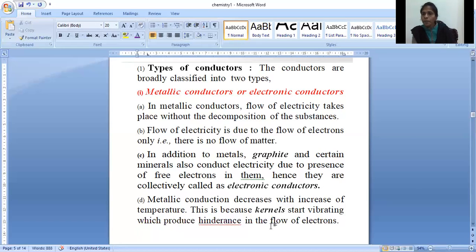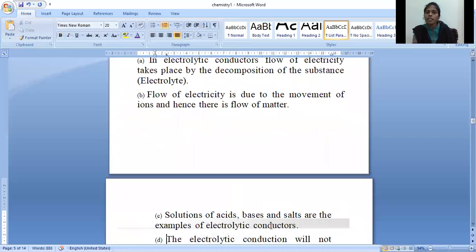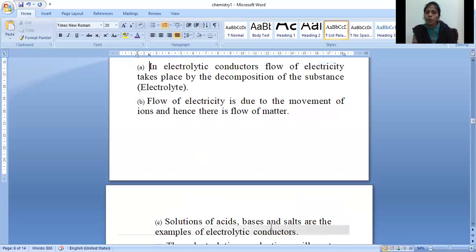So simply, metallic conductors are the conductors which conduct electricity due to the mobility of electrons. So metallic conductors are also called electronic conductors. Examples of metallic conductors are all metals. All metals come under metallic conductors. Now let us see the next type of conductors, that is electrolytic conductors.